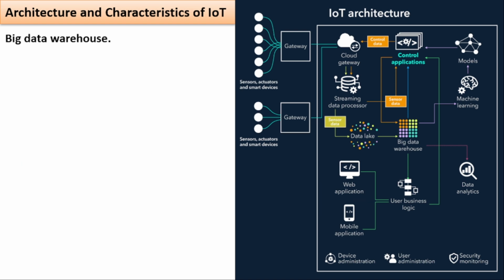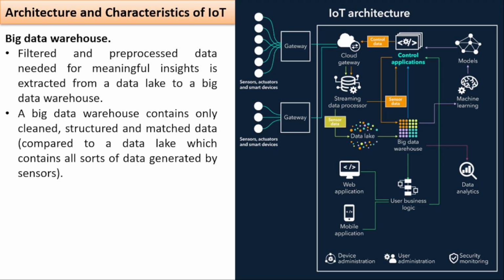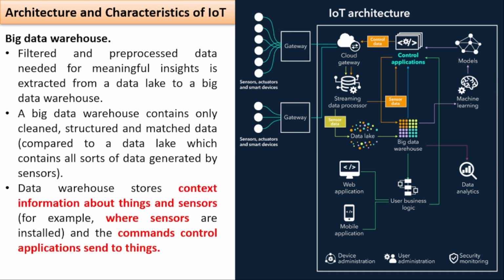A big data warehouse is where refined and preprocessed data, essential for deriving valuable insights, is sourced from a data lake. Unlike a data lake that accumulates all types of sensor-generated data, a big data warehouse stores solely cleaned, structured, and correlated data. Within this warehouse, there's stored contextual information pertaining to devices and sensors, such as sensor deployment locations, as well as the instructions sent from control applications to these devices.